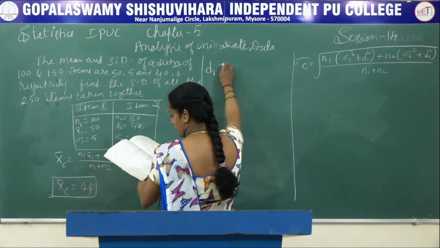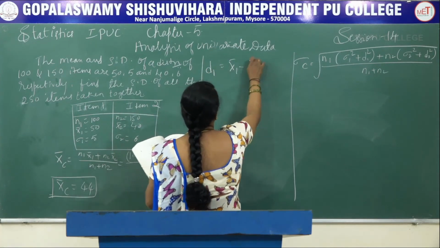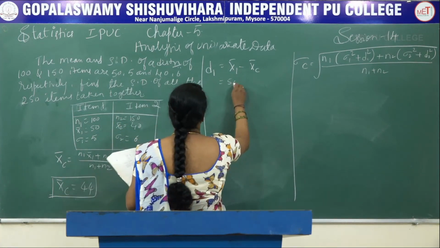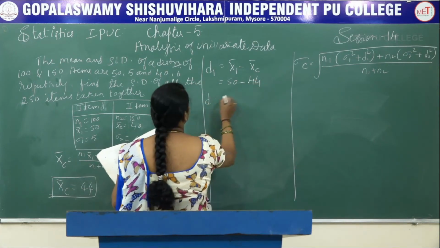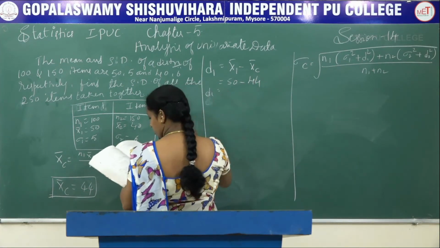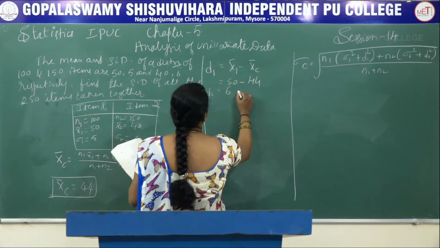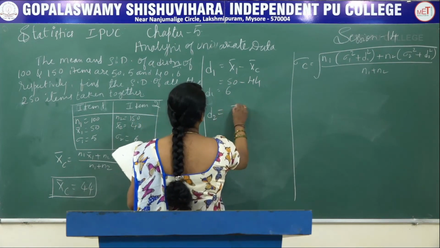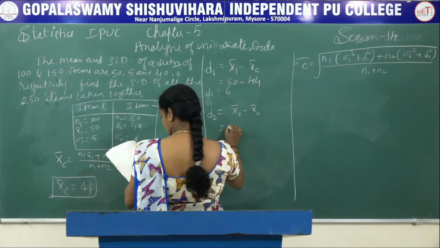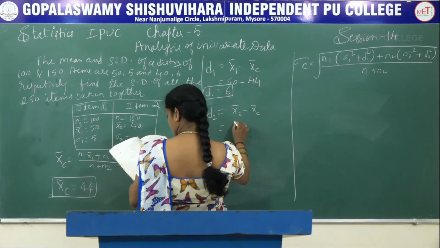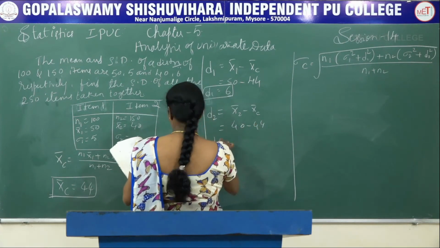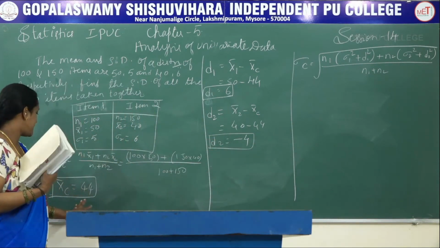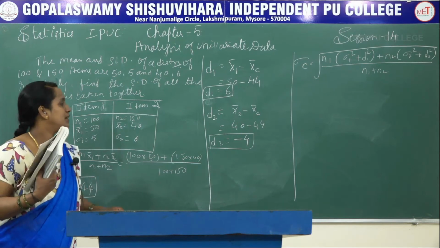After finding this combined mean, find the values of D1 and D2. So D1 is equal to x bar 1 minus x bar combined. X bar 1 is 50 and combined is 44. This is 50 minus 44, and D1 is equal to 6. And next is D2. D2 is equal to x bar 2 minus x bar combined. This is 40 minus 44. So D2 is equal to minus 4. We have calculated the combined mean, then we have found D1 and D2.